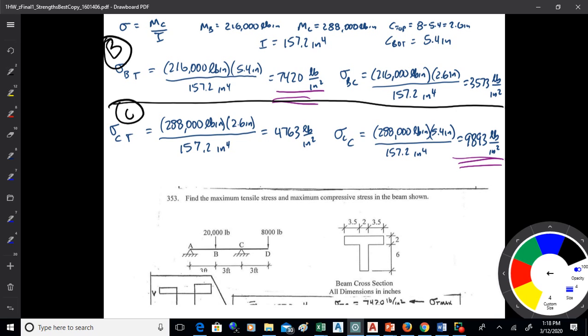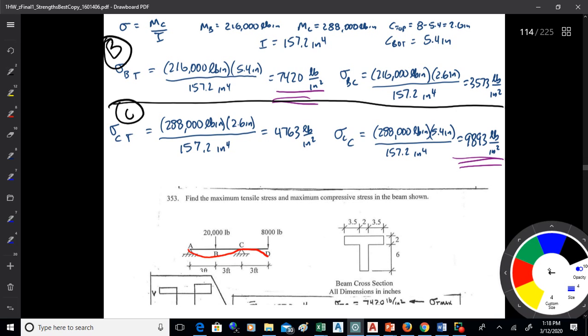What's on the top and the bottom depends on what's happening here. See, the beam will go into that shape. So the compression is on the inside of the curve, and the tension is on the outside of the curve, basically. So that's what's happening there, and you'll see that reflected in the moment diagram. Okay.